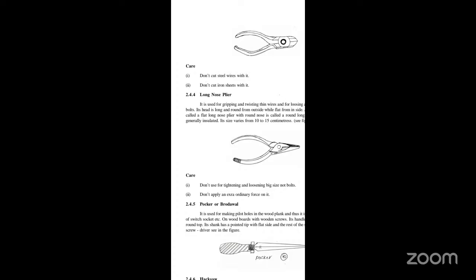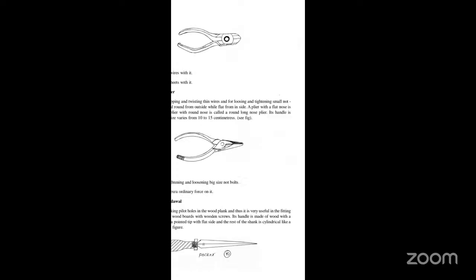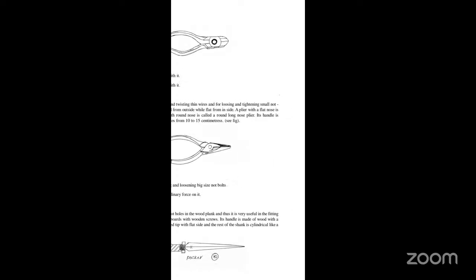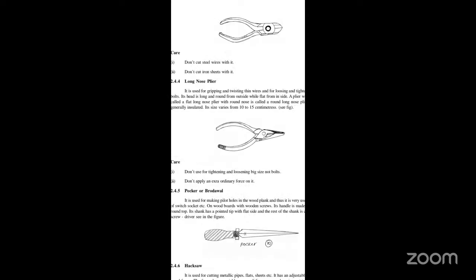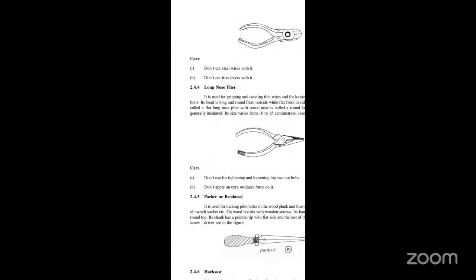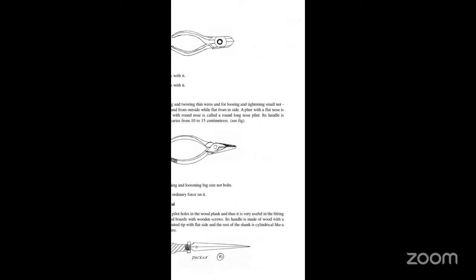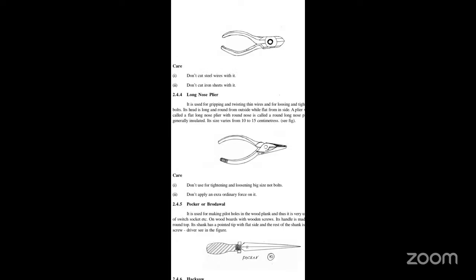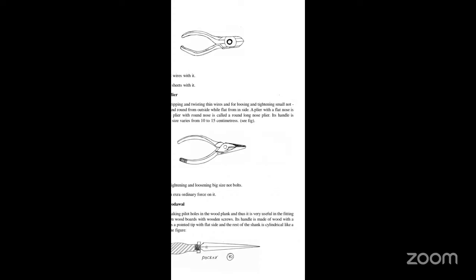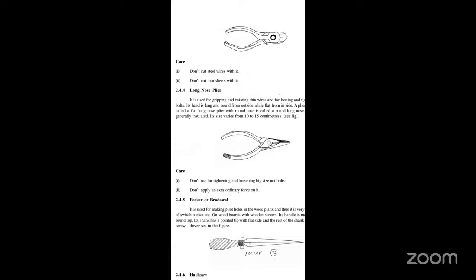This is long. It is used for gripping and twisting thin wires and for loosening and tightening small nut bolts. Its head is long and round from outside, while flat from inside. A plier with a flat nose is called a flat long nose. A plier with a round nose is called a round long nose plier. Its handle is generally insulated. Its size varies from 10 to 15 centimeters.